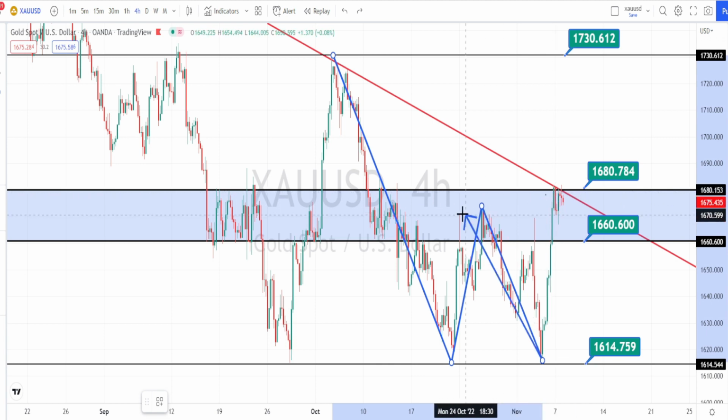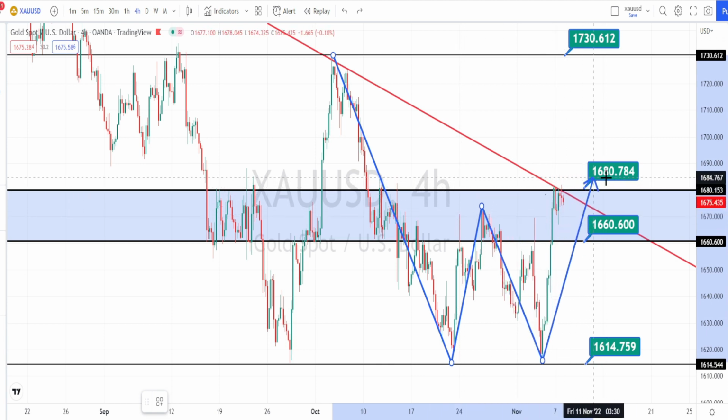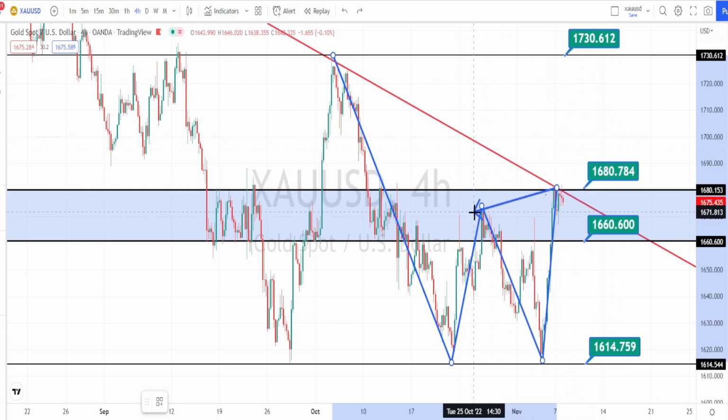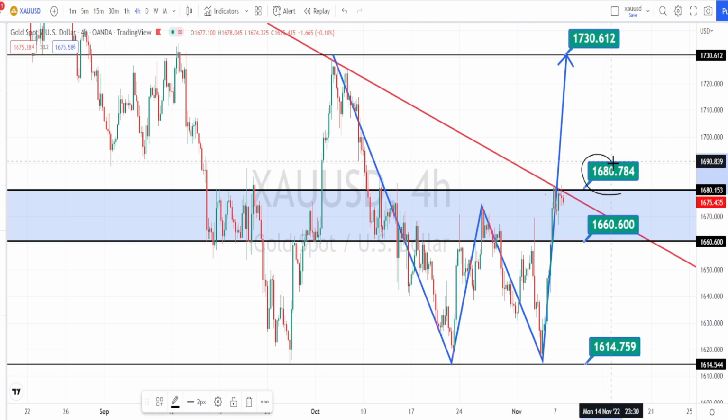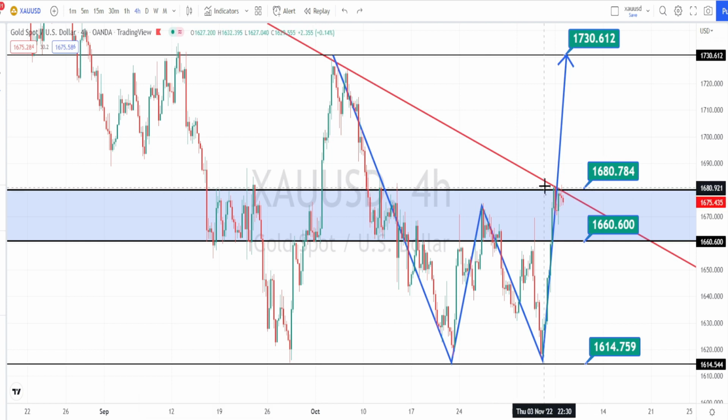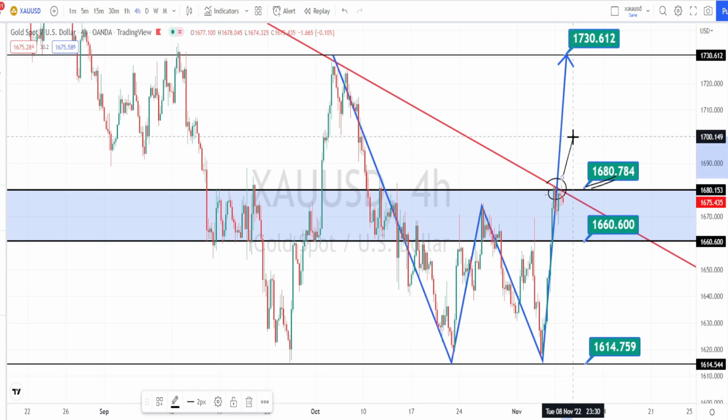And if the price action succeeds in breaking this resistance level, we can expect the price action to complete the double bottom pattern. So now this level of 1680 is acting as the neck level of the double bottom pattern for the current price action. So if you want to take a bullish side trade, I would recommend you to wait for the price action to break this resistance level of 1680, then enter into the bullish side trade.